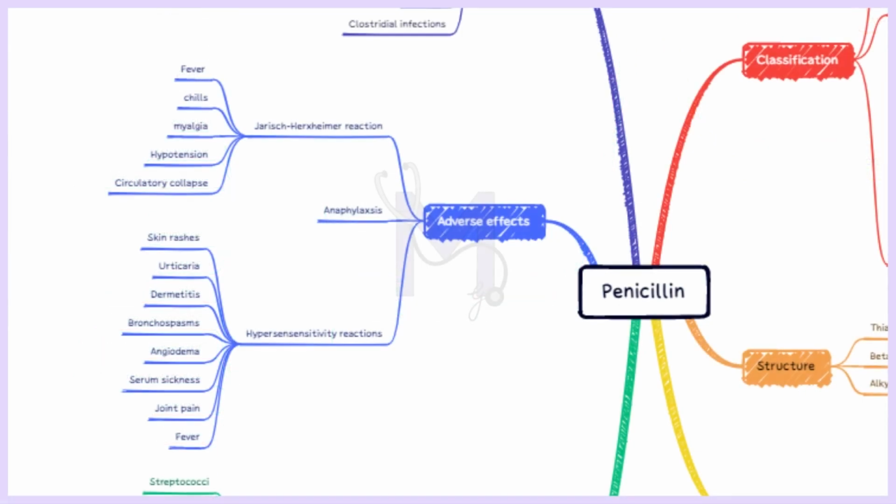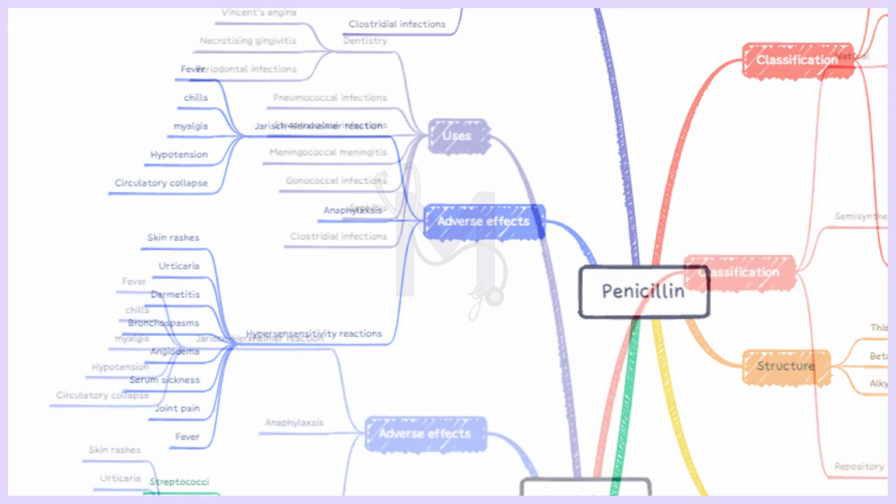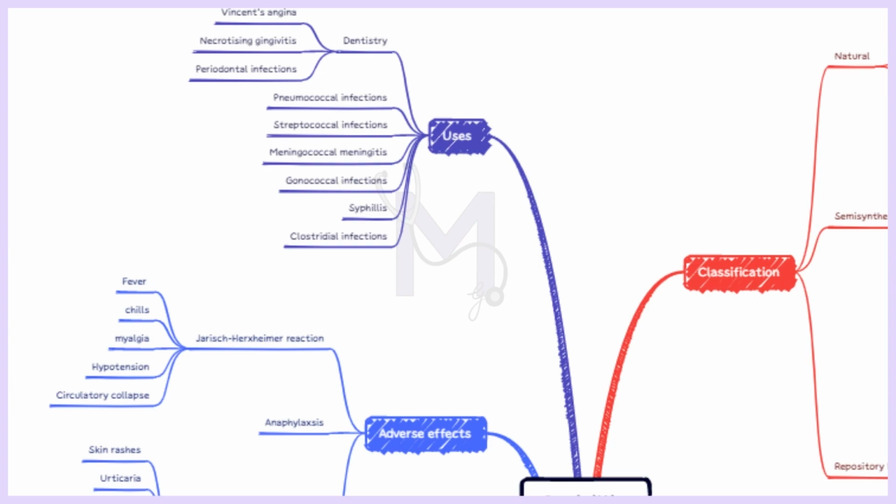The Jarisch-Herxheimer reaction, along with the serious complication of anaphylaxis and other hypersensitivity reactions, is a significant penicillin side effect. They are used in dentistry to treat periodontal infections, necrotizing gingivitis, and Vincent's angina. They are also used in the treatment of several infections as mentioned.